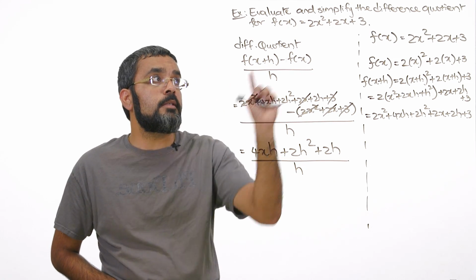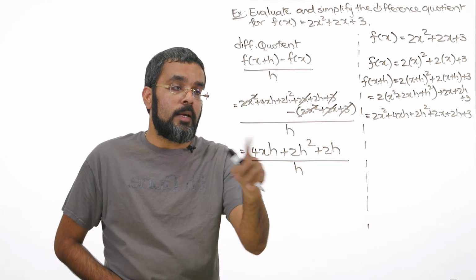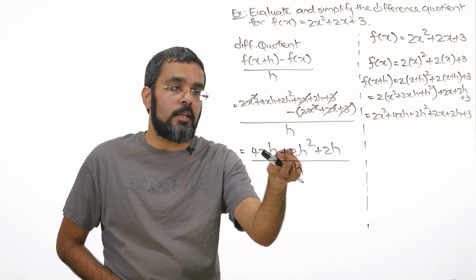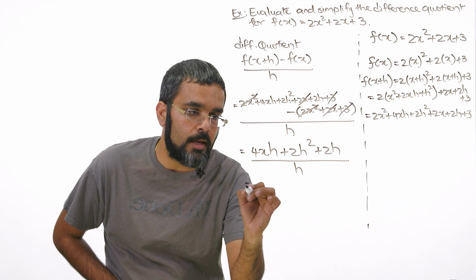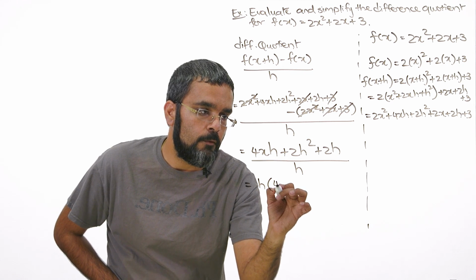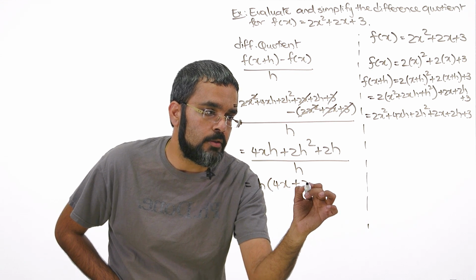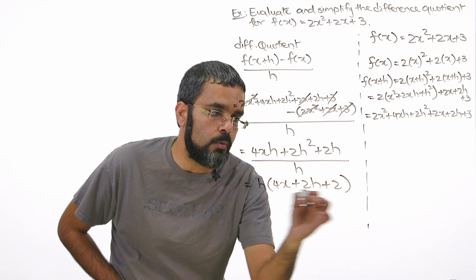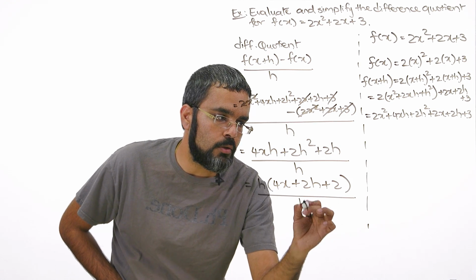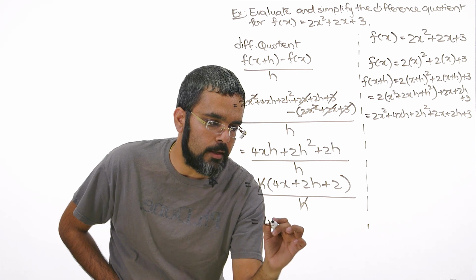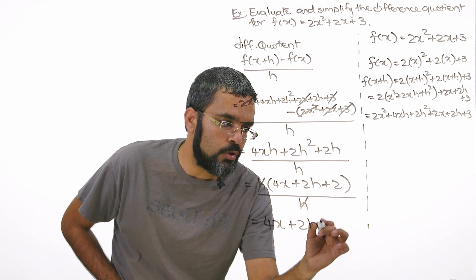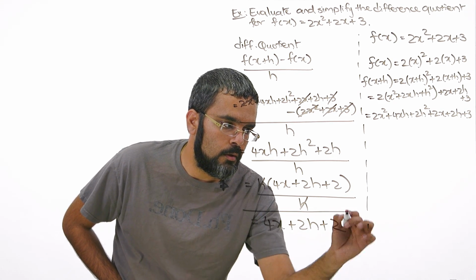Now remember, it also says simplify, right? We can simplify this further because if I look at the numerator, each and every term has an h, so I can factor out an h, and so I get h times 4x plus 2h plus 2 divided by h, so the h's cancel off, and so my difference quotient is 4x plus 2h plus 2.